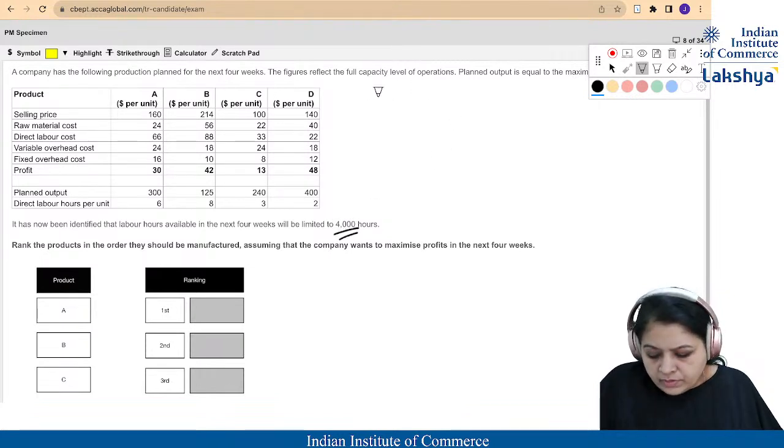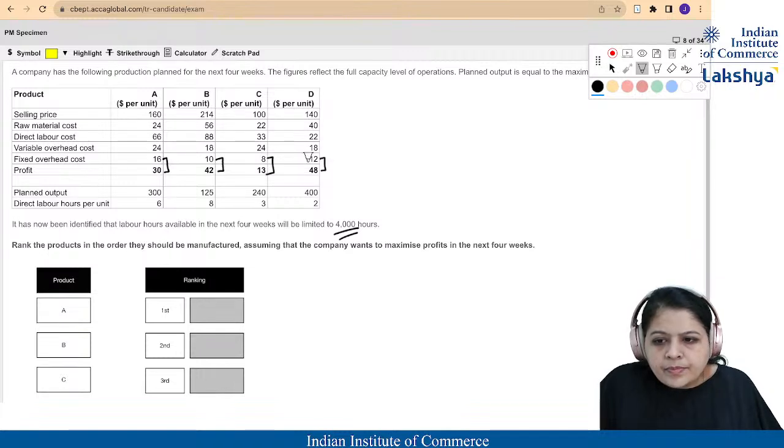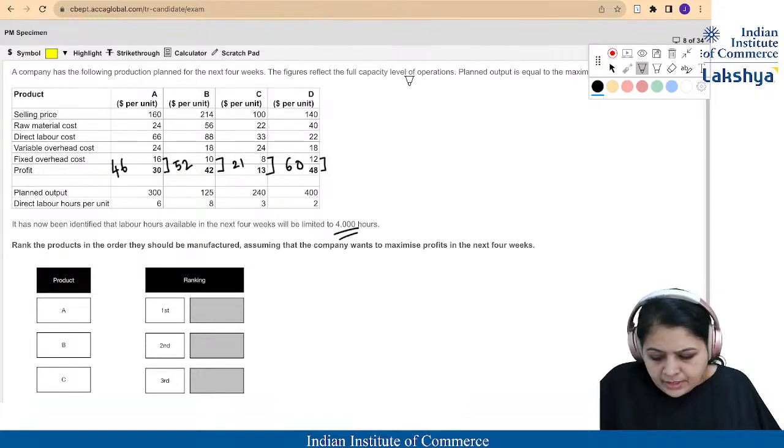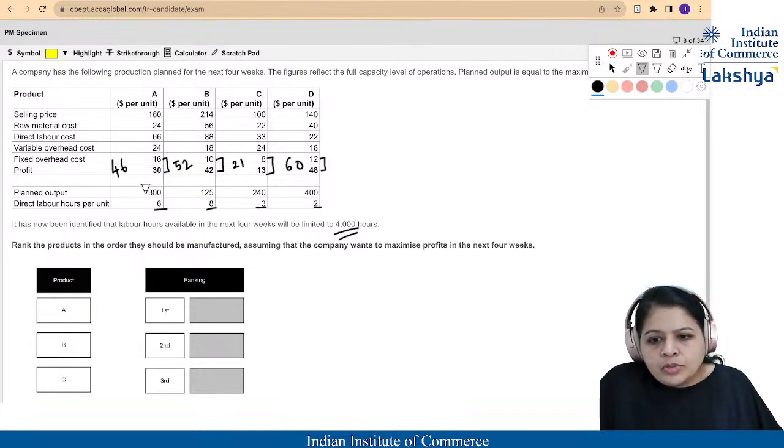So what we got to do first is we are going to find out the contribution. Again, if I am adding these values up, I am going to get my contribution, right? So here it's going to be 46, and here it's going to be 52, and here 21, and here 60, right? Now we have our direct labor hours, which is 6, 8, 3, and 2. When we divide the contribution with this, so 46 by 6, 52 by 8, 21 by 3, and 60 by 2, we will find out the contribution per labor hour.